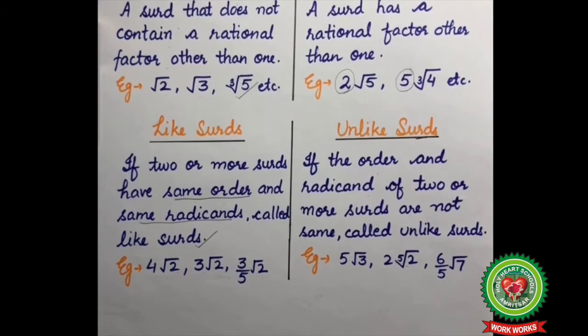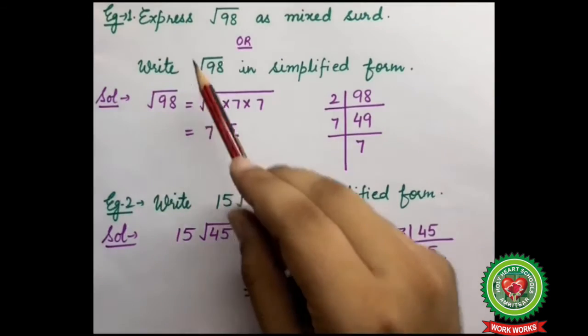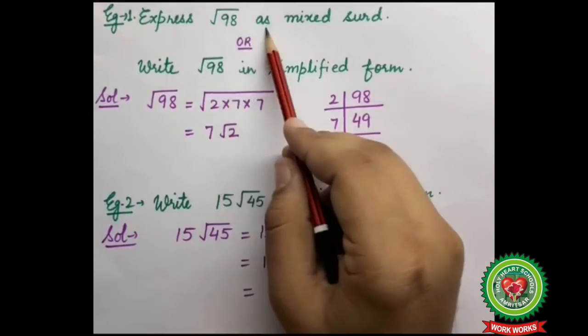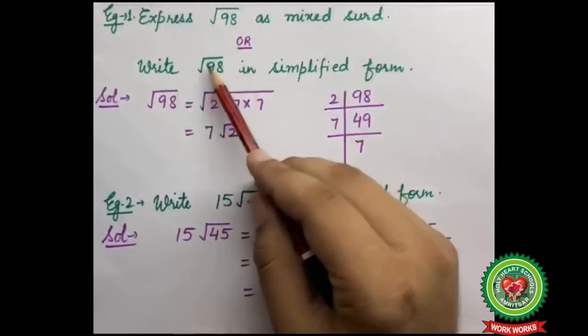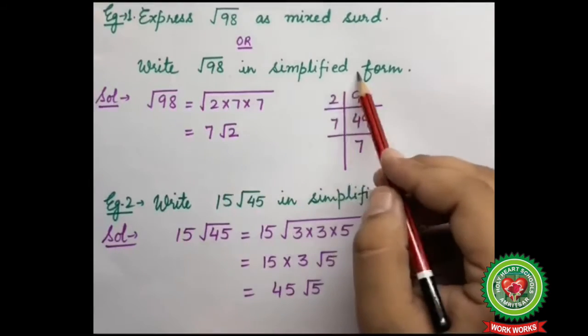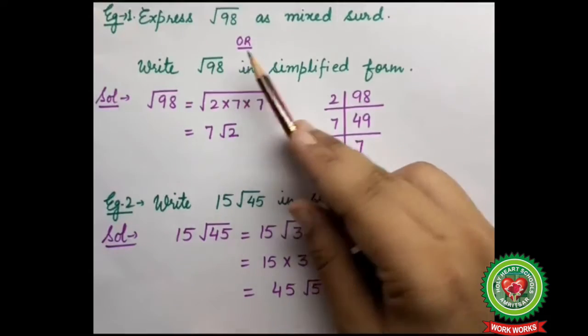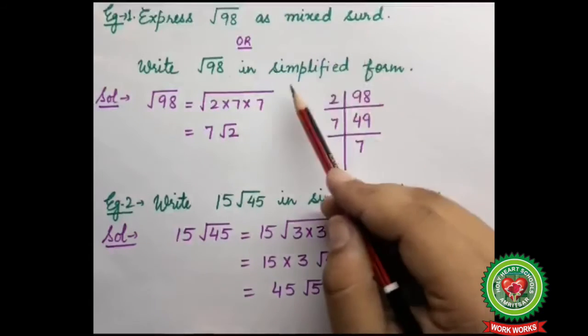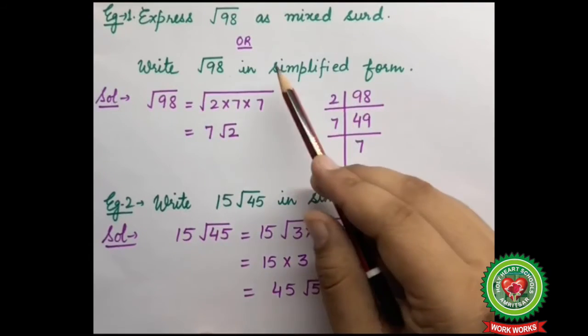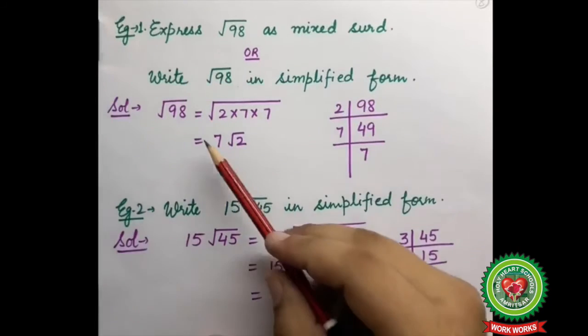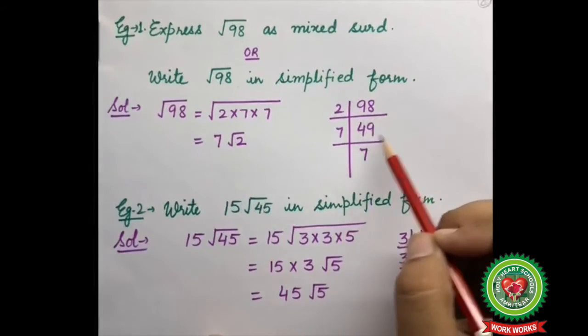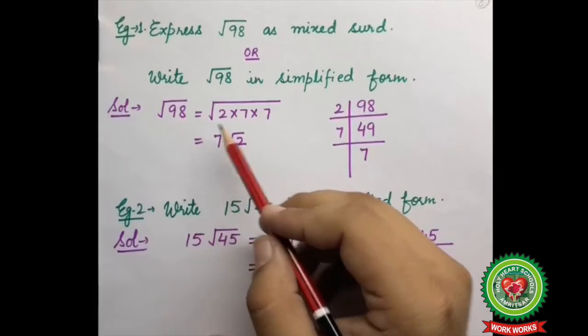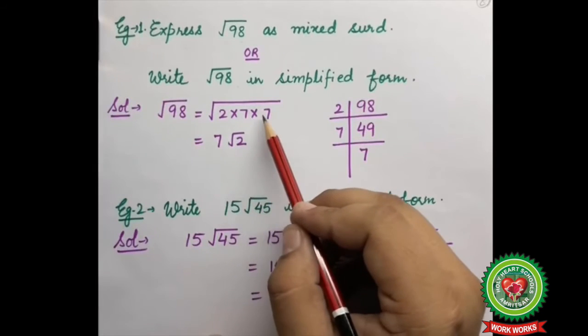Now students, let us discuss how we are going to express an irrational number as a mixed surd or in its simplified form. The first example is: express square root of 98 as a mixed surd, or write square root of 98 in simplified form. For writing any irrational number as a mixed surd or in its simplified form, we have to do the prime factorization. So after doing the prime factorization of 98, square root of 98 will be written as square root of 2 into 7 into 7.